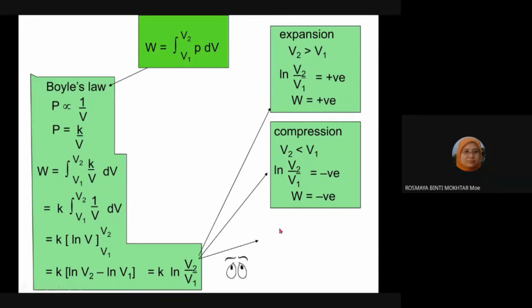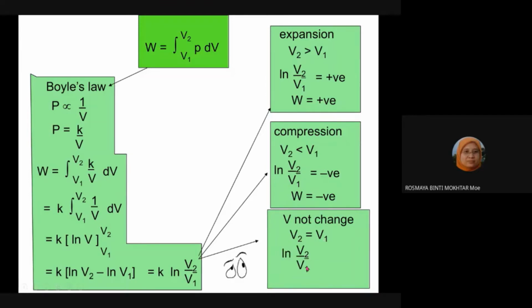So what happens when the volume does not change? V2 will be equal to V1. So the ratio will be 1: 4 per 4 is 1, 5 per 5 is 1, 100 per 100 is 1, right? So you will get ln 1. For ln 1, you will get 0. You can check your calculator, ln 1 is 0. So when the volume does not change, the work done is 0. Work done is 0 for no change in volume. So memorize these three situations.